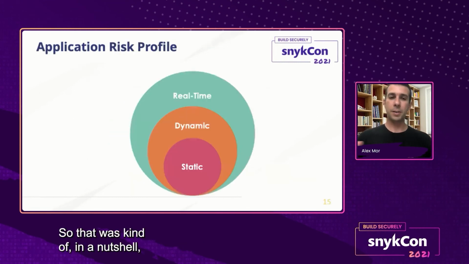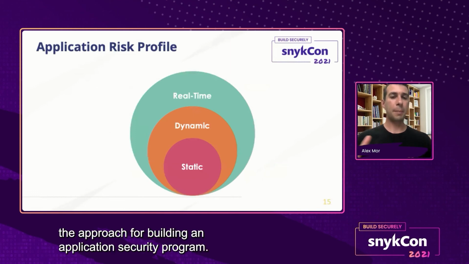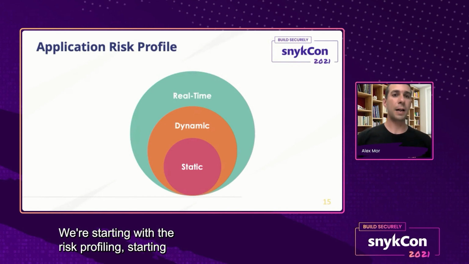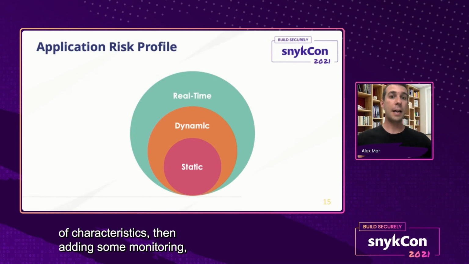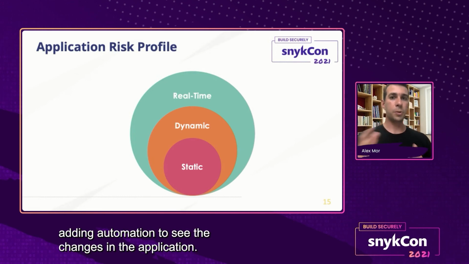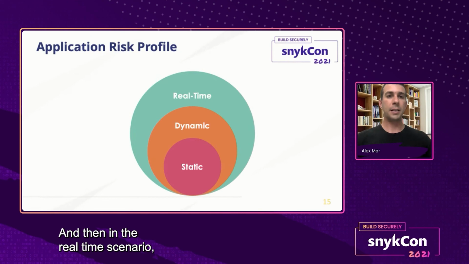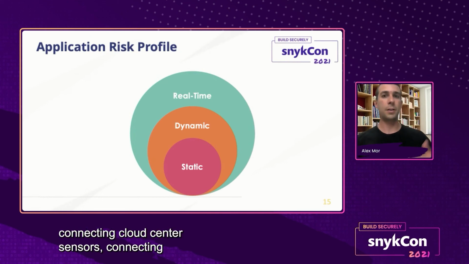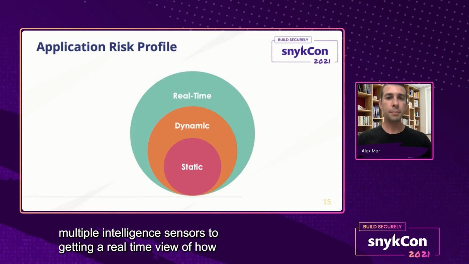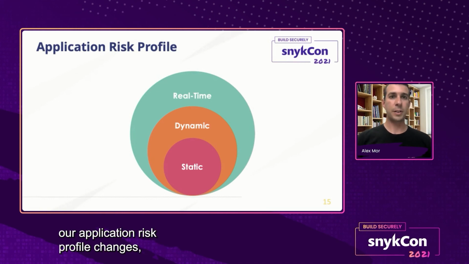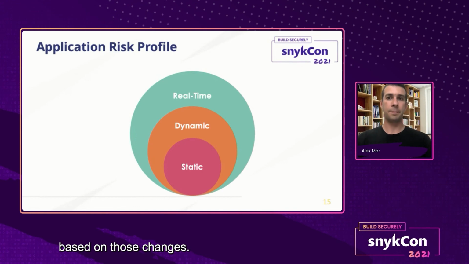So that was, in a nutshell, the approach for building an application security program. We're starting with risk profiling, starting with a static approach, a very basic set of characteristics, then adding some monitoring, adding automation to see the changes in the application, and then in a real-time scenario, connecting cloud sensors, multiple vulnerability sensors, multiple intelligence sensors to get a real-time view of how our application risk profile changes, and then prioritize security activities based on those changes.